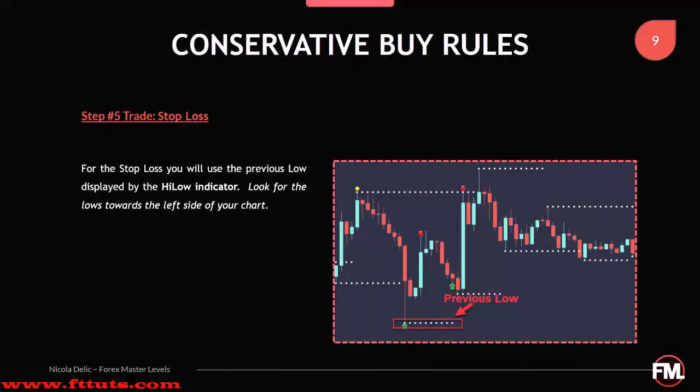For the stop loss, you will use the previous low, displayed by the high to low indicator. Look for the lows on the left side of your chart. So this is the signal candle. On the left side, definitely this is the first low that we have. This is what our indicator gave us, so we are using that as our stop loss.